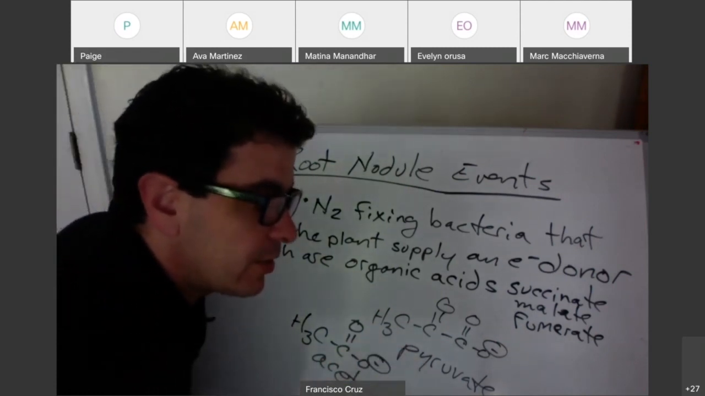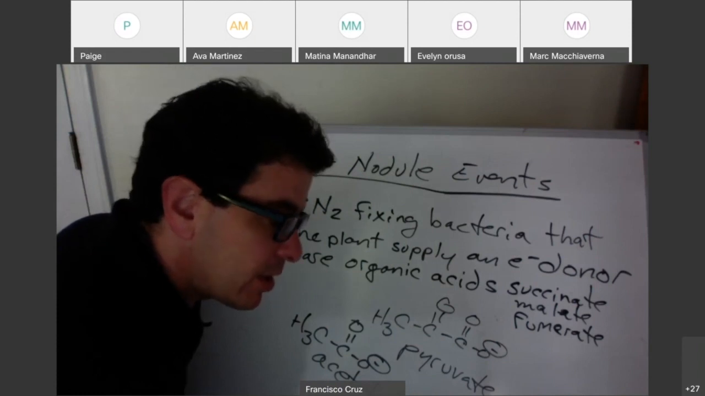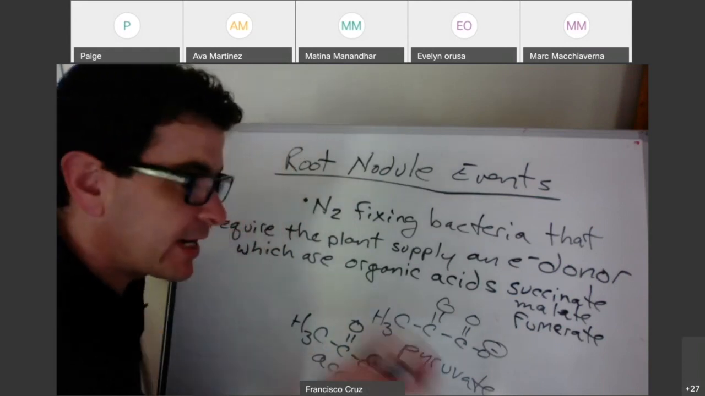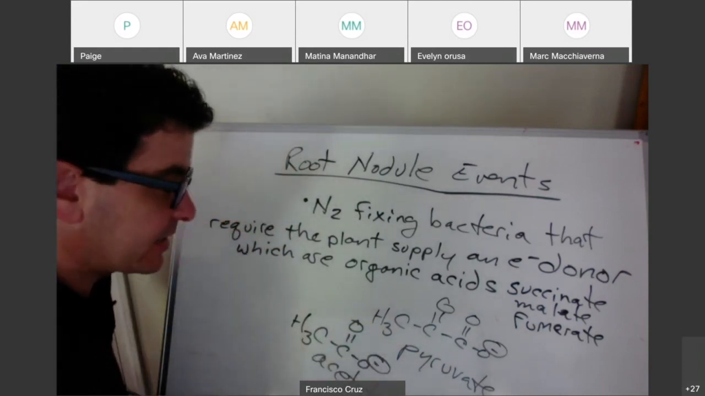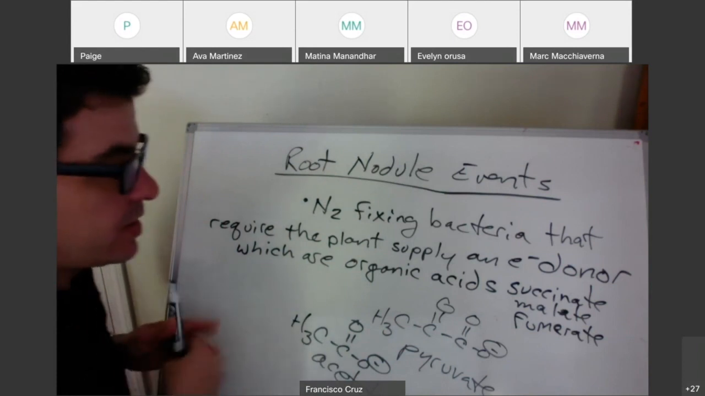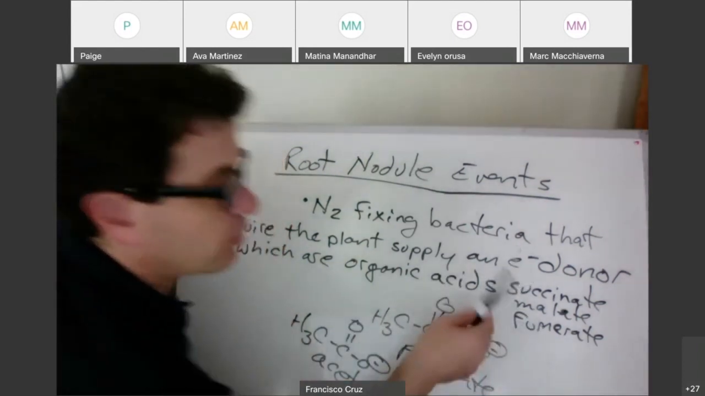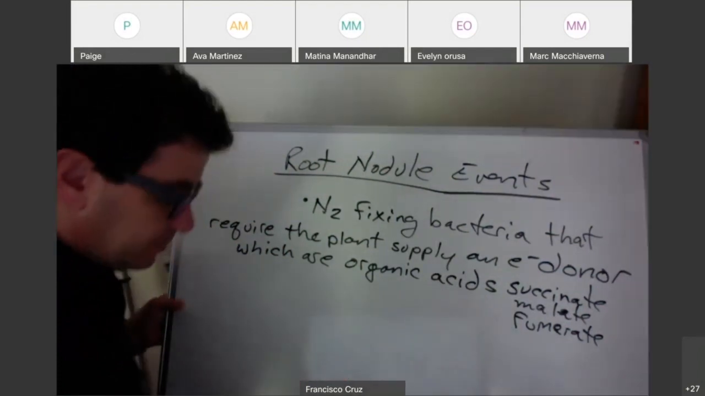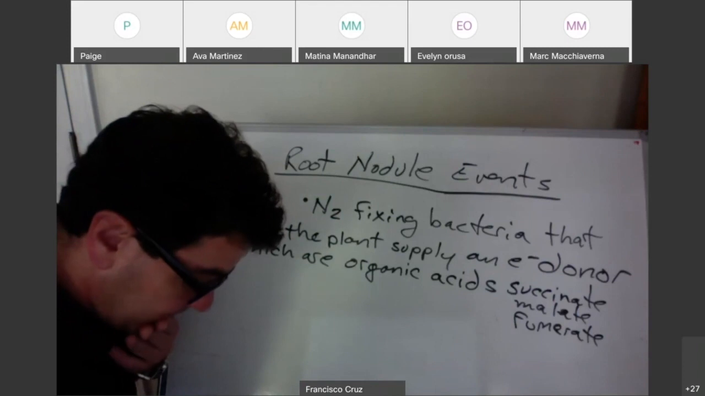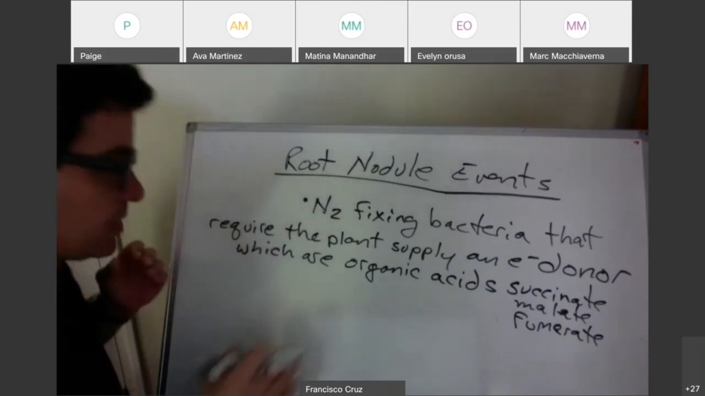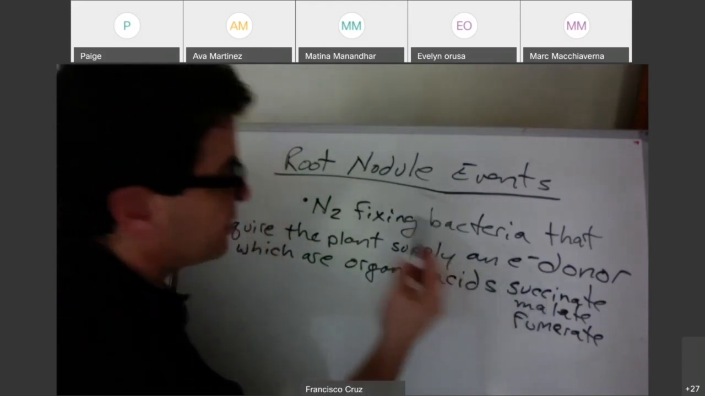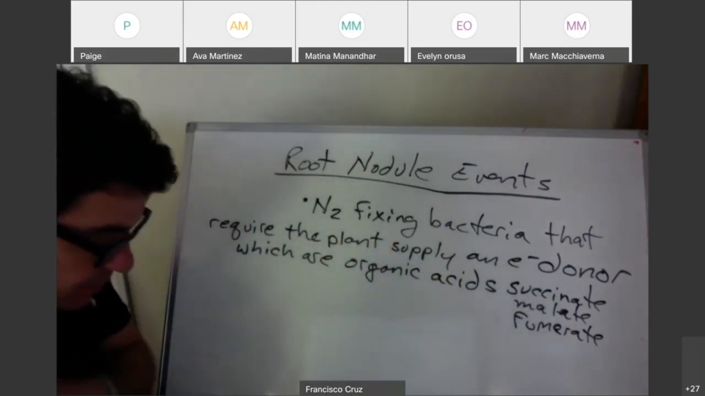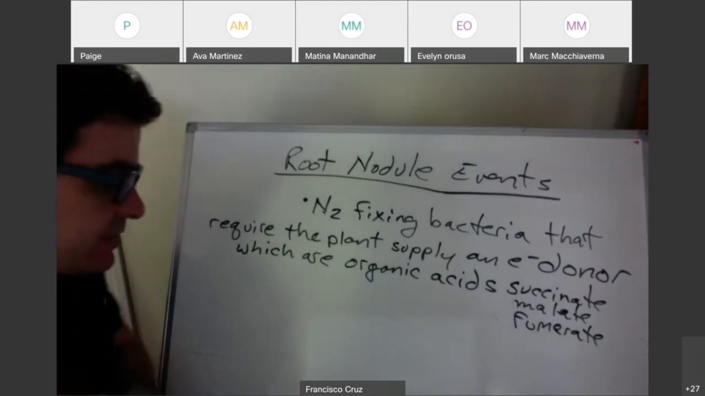So the thing is to know that a common product of a lot of the energy yielding bioprocesses are organic acids. You probably never thought of them that way. So succinate, malate, fumarate are all organic acids. So that's what the plant wants to offer: succinate, malate, and fumarate. So then how do we process these?